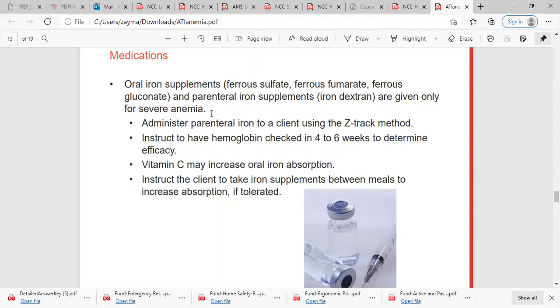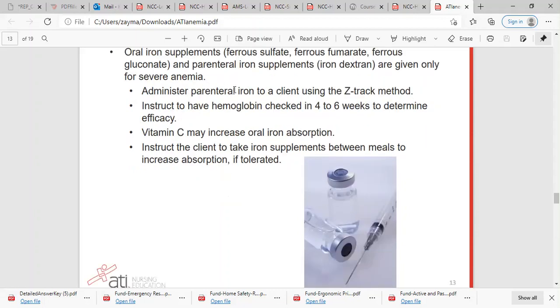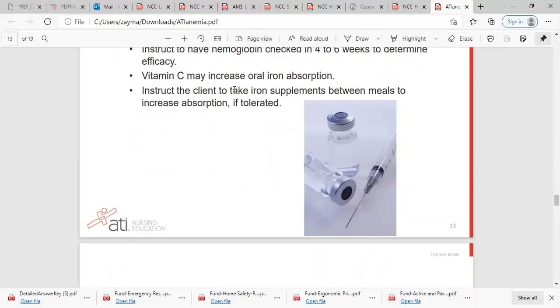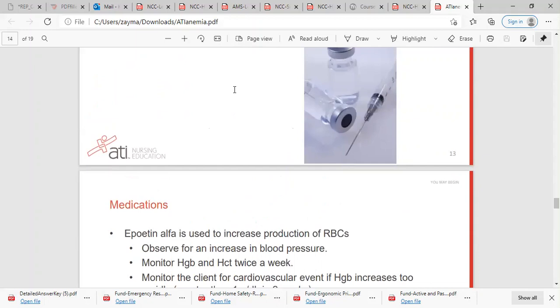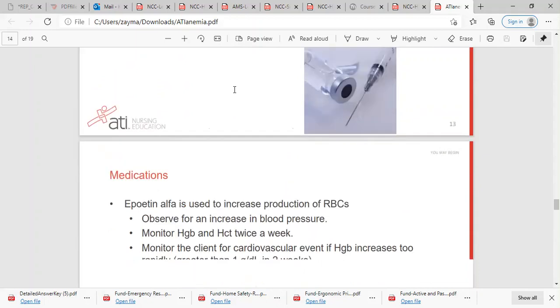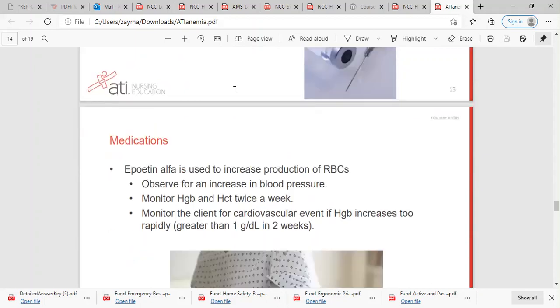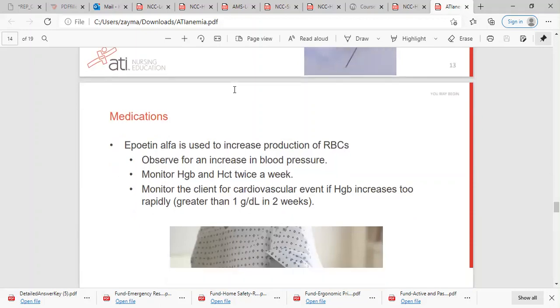Question? Oh, the liquid iron needs to be diluted, right, with juice. That was another question on the exam. IV and IM iron is usually reserved for people with severe anemia. And things you want to tell them to look out for: they may have constipation. They may have a dark green appearance of their stool.